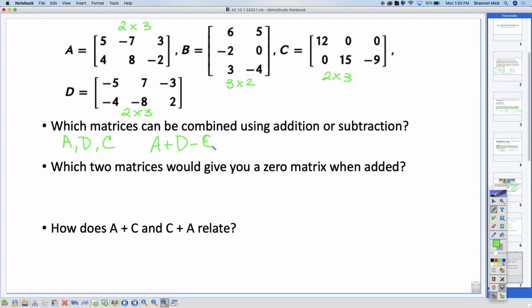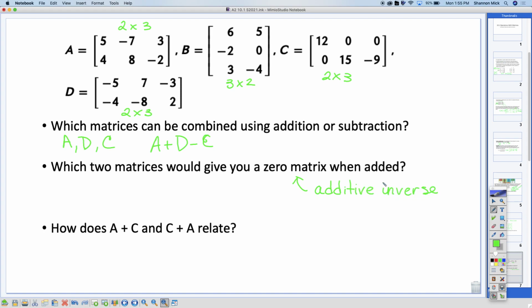No. Which 2 matrices will give you a 0 matrix? What is a 0 matrix? When the whole thing is zeros. The 0 matrix is also called the additive inverse. Why? Because when you add them, they're inverses of each other, they're opposites.